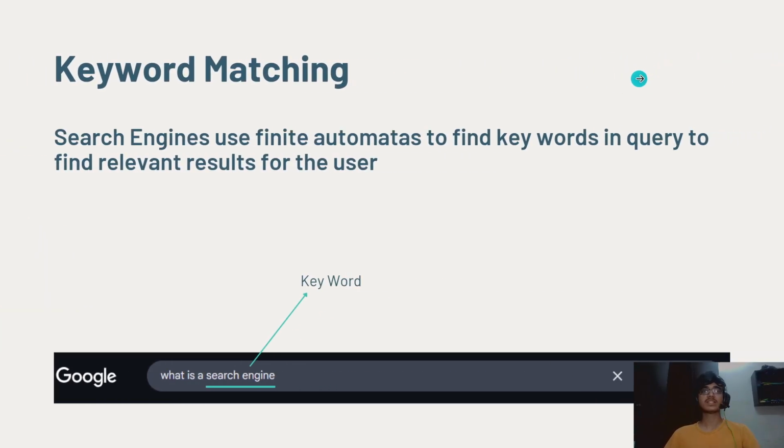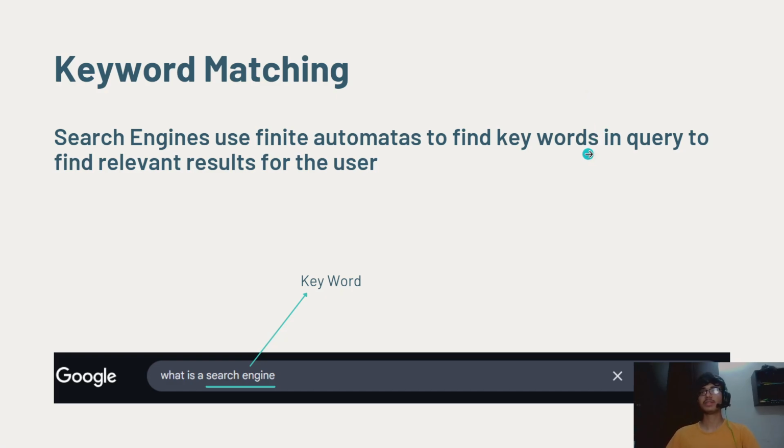So one of the techniques, keyword matching. When I ask a query, there are a few words that are really important to the query. So if I ask, what is a search engine? The word search engine is a really important keyword for my query. So search engines use finite automatas to find these keywords in the query given by the user.